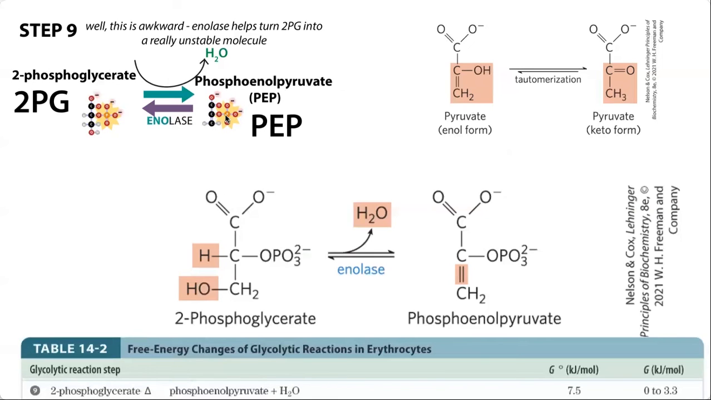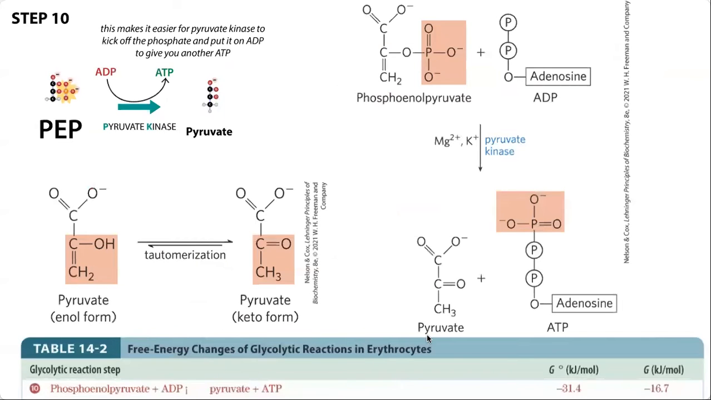And when you are trapped in this enol form, it's going to want to go back to the keto form. It's going to really, really want to go back, so much so that we're going to get this negative 16.7 kilojoules per mole of energy if we let it do so.